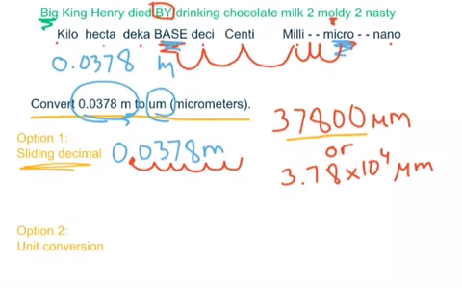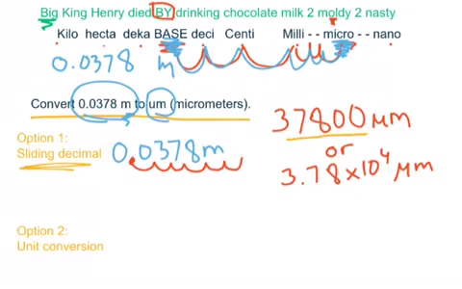37,800 micrometers, or if I put that in scientific notation, 3.78 times 10 to the fourth micrometers. So just to recap that one more time, I found my meters here, I found micrometers that I was moving to, and I slid the decimal 6 places over to the right, and that gave me my final answer. So that was option one.